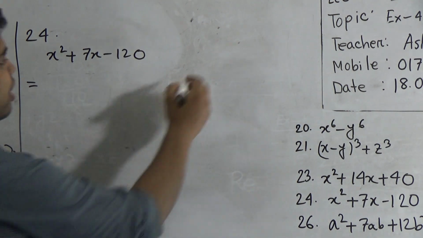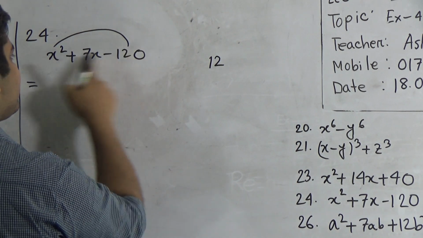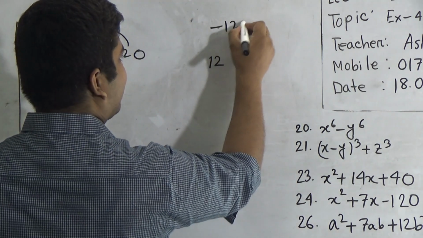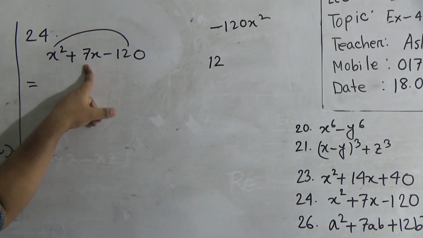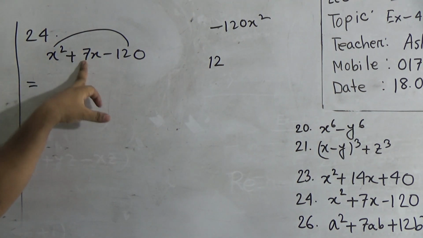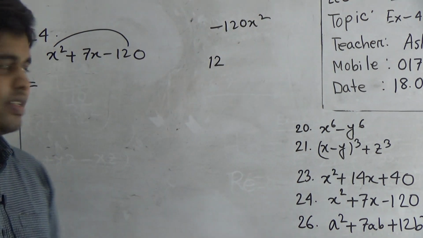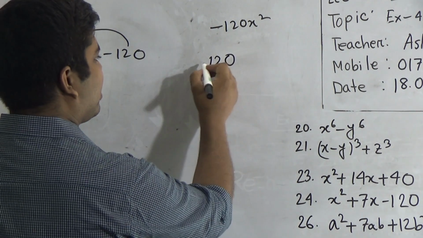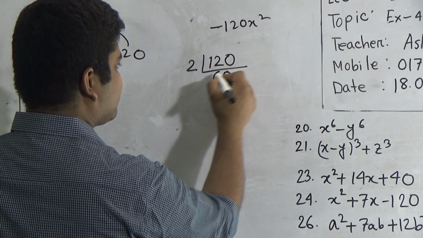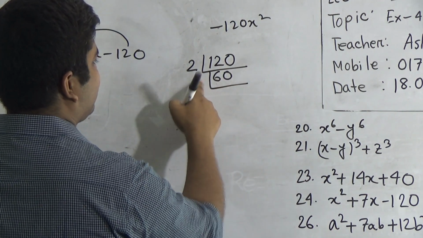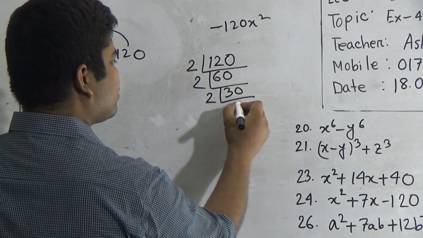So now we multiply this 120 with x square and we get 120x square. So we break 7x in such a way that if we subtract, then we get 7x, and if we multiply, then we get 120x square. So now here 120, we divide this 120 by 2 and we get 60. We divide this 60 by 2, then we get 30. Again we divide this 30 by 2, then we get 15.